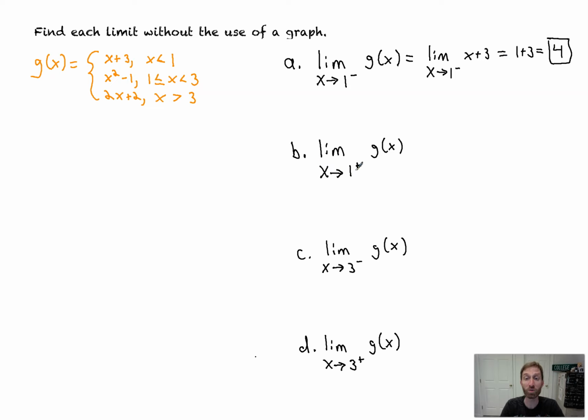The limit as x approaches 1 from the right. Well, now from the right, that would be from the greater than side. So that would be from this side on g of x. So we're going to use x squared minus 1 to evaluate 1 into the limit, just like we always evaluate limits. So this would be 1 squared minus 1, plugging it right into the expression. 1 squared is 1, minus 1 is 0.